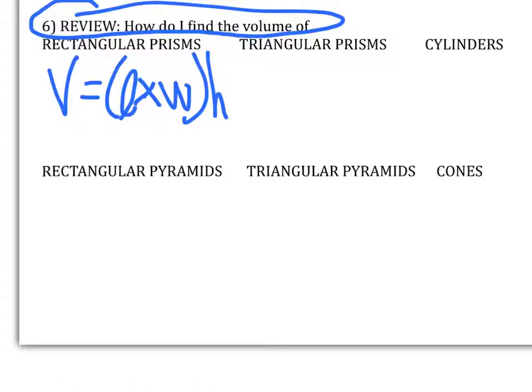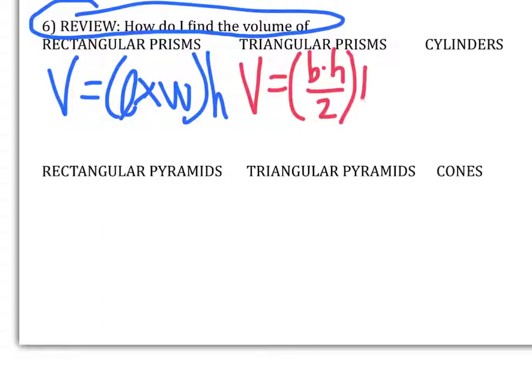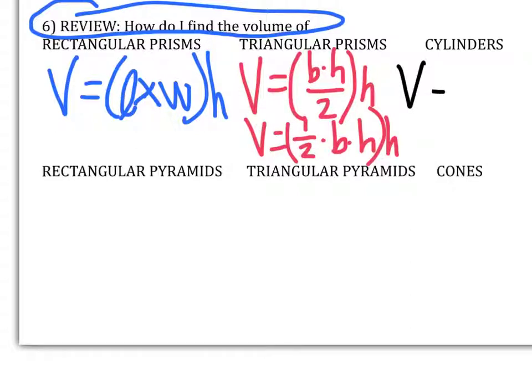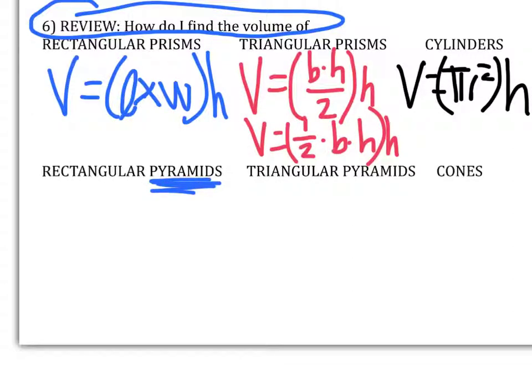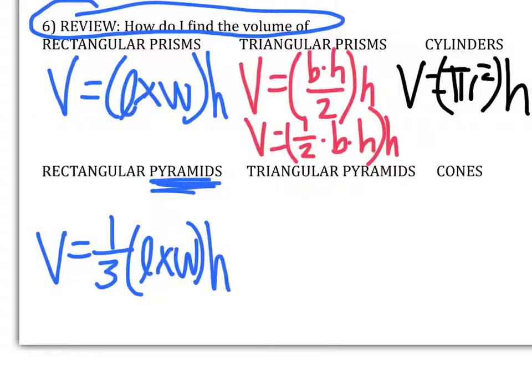Let's hear what you brilliant people have to say. We should have volume equals, in parentheses, base times height divided by 2 times height, or some people really like the 1/2. It doesn't matter. Make sure you still have those parentheses. Cylinders, we definitely did that a couple weeks ago. We have our pi r squared in parentheses, and we're timesing it by our h. Nice job. Rectangular pyramid. So the difference was we included 1/3. We're still going to do length times width, and we're still going to multiply by height.